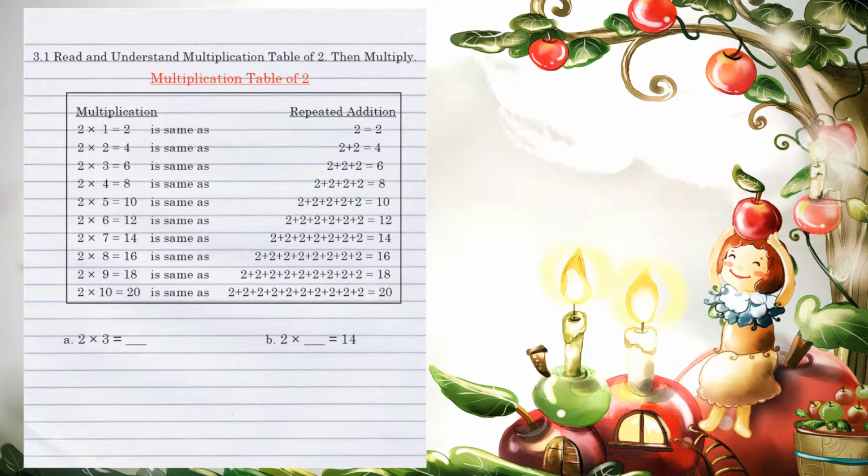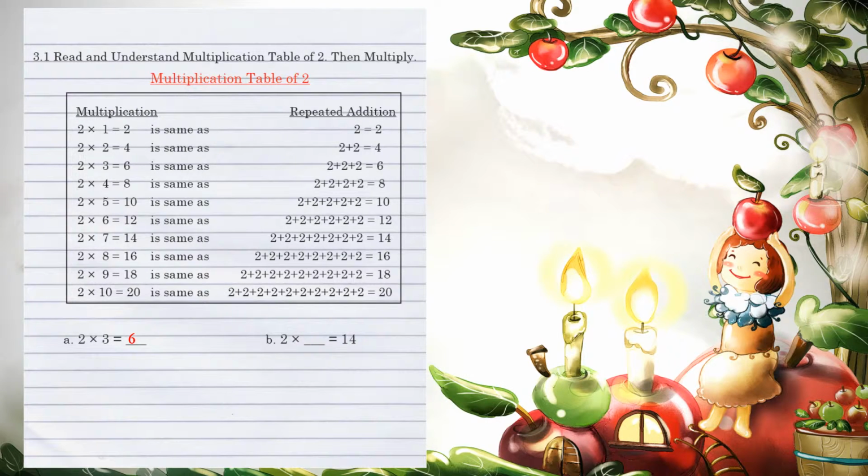It does form a pattern. You're increasing by 2 each time. Also remember that you eventually need to memorize these facts, and that will help make multiplication a lot easier. Let's look at example A. 2 times 3. If I have 3 groups of 2, 2 plus 2 plus 2, then I have an answer of 6.